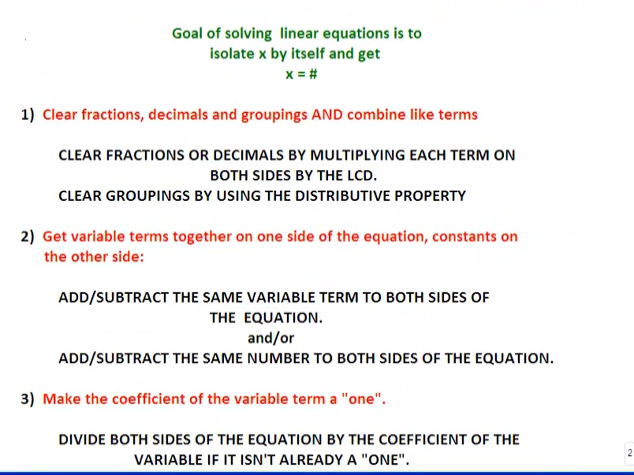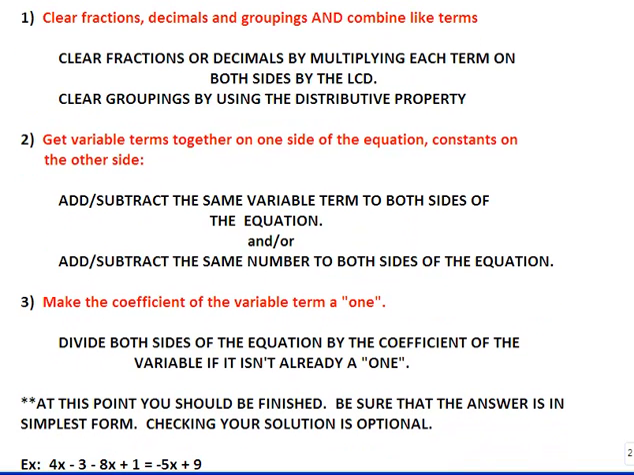Now, when we're trying to solve linear equations, our goal is to get x by itself and isolate it so that we can get x equals a number. So we're going to get x's on one side, all the numbers on the other side. There are several steps to follow when you're solving a linear equation, and here's a list of what you can do.